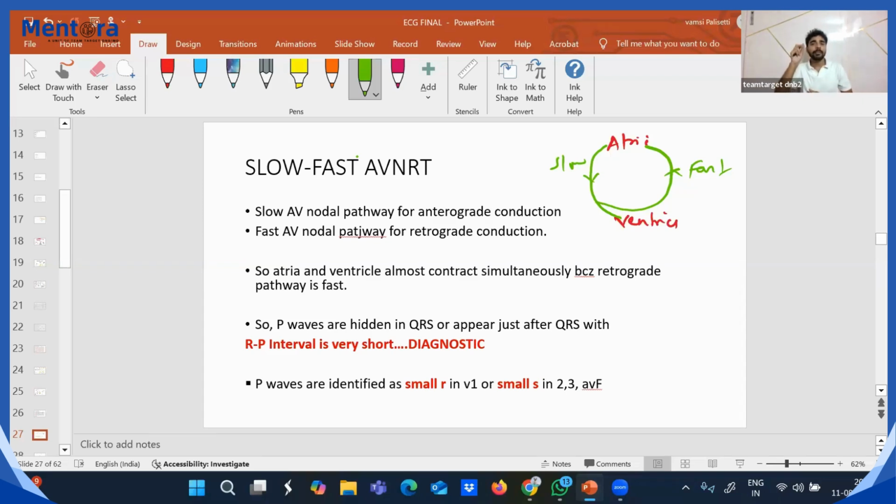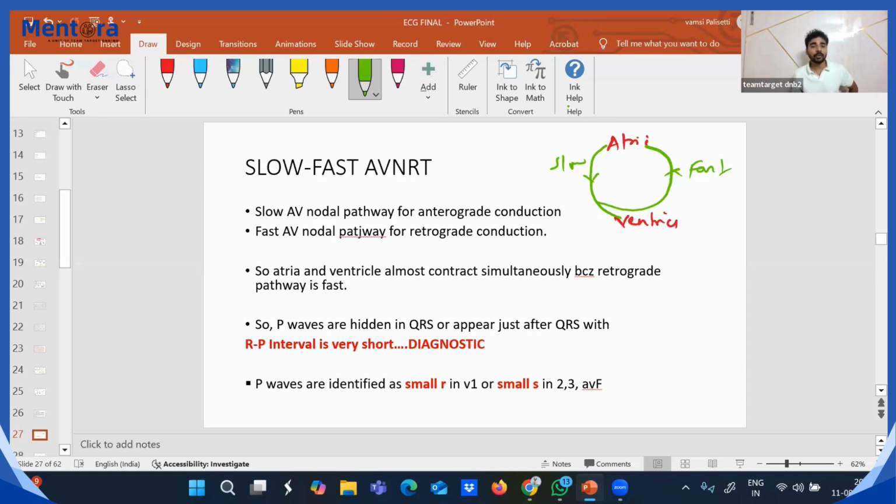So definitely the P waves are submerged in the QRS complex or just after the QRS complex. So that's what I mentioned here. Slow AV nodal pathway for the anterograde conduction, this is anterograde, and fast AV nodal pathway for retrograde conduction. So atria and ventricle contract simultaneously because the retrograde pathway is fast, right?